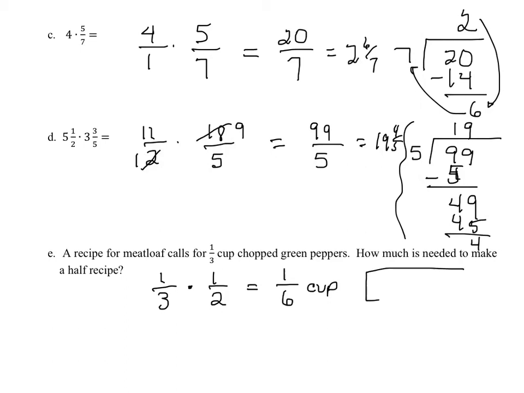Which kind of makes sense, because if this is my whole cup, and I need 1/3 of a cup to make the meatballs, or meatloaf, or whatever the heck it is, and then I need half of that, I just need this guy, right? I just need him. And I don't need anything else, so I'm going to have 1 out of 1, 2, 3, 4, 5, 6. Ta-da!